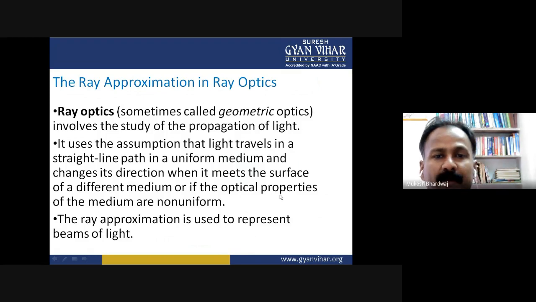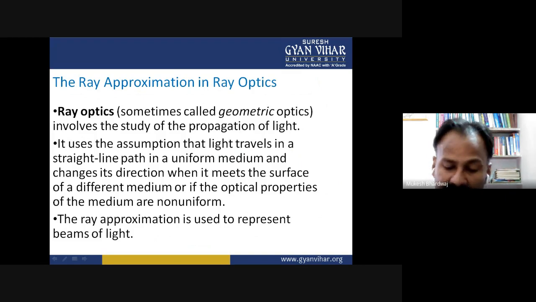Now, the ray approximation in ray optics. Ray optics, sometimes called geometric optics, involves the study of the propagation of light.